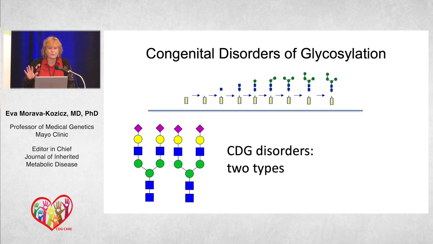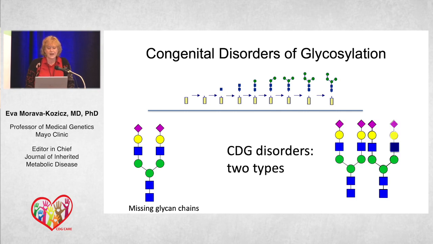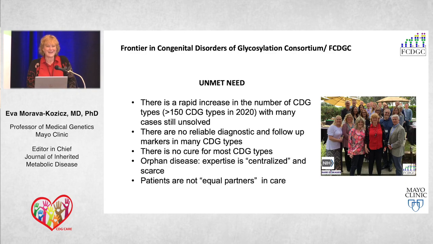Generally, we talk about two major groups, type 1 CDGs and type 2 CDGs. In type 1 CDG, the problem is that you're missing glycans. There are fewer glycans on your proteins. And in type 2 CDG, you do have your beautiful sugar antennas, but unfortunately, they are truncated. They are not fully finished. But you have enough antennas, just not completely ready to rumble.